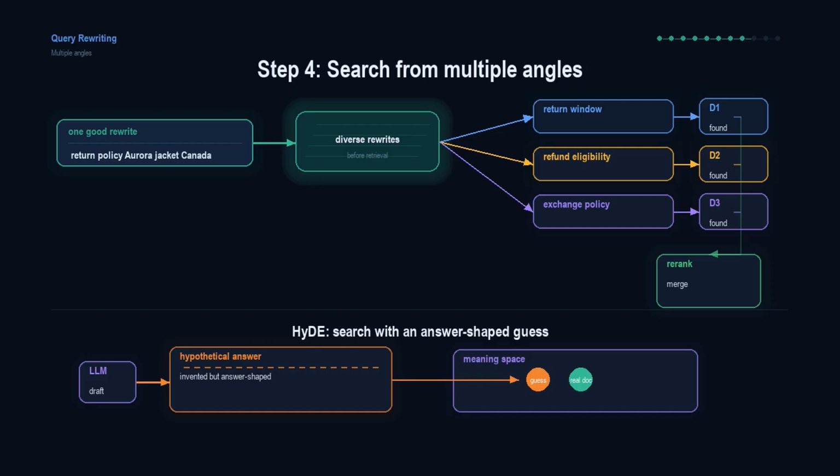So, for our return policy example, the system might generate: customers can return items within 30 days of purchase for a full refund, provided the item is unworn and in original packaging. That sentence is invented, but it's shaped like the document we were hoping to find, and that shape is often what gets the retrieval right.